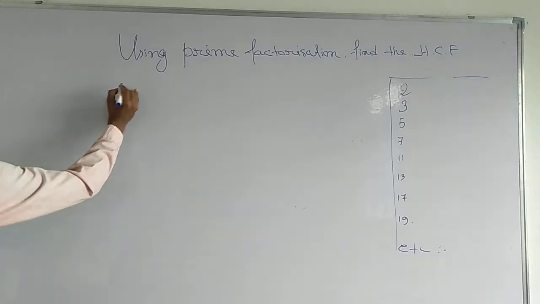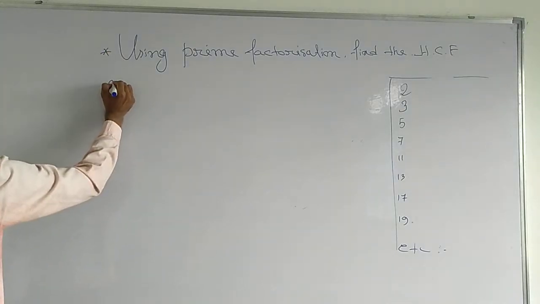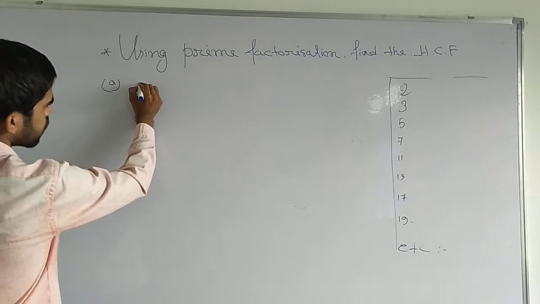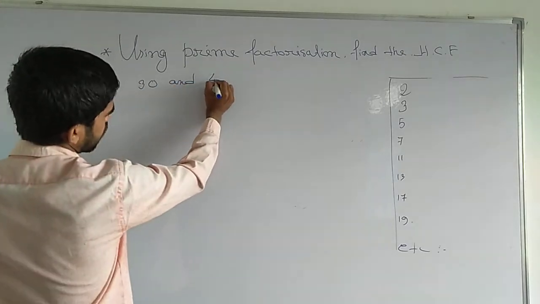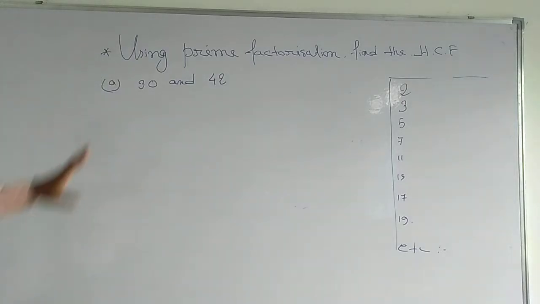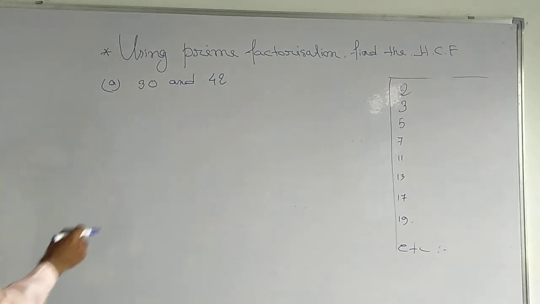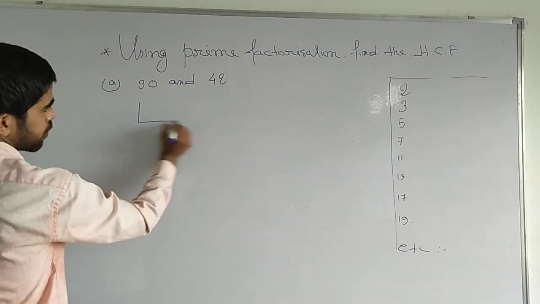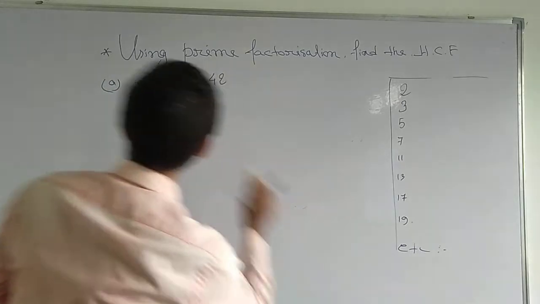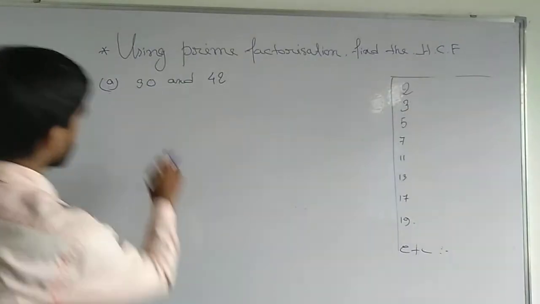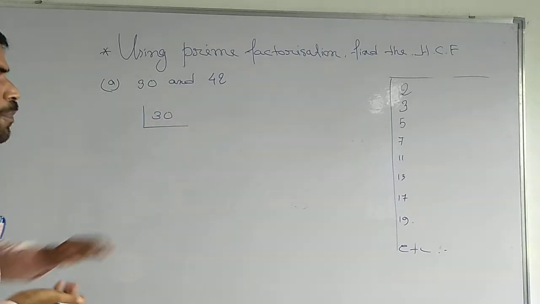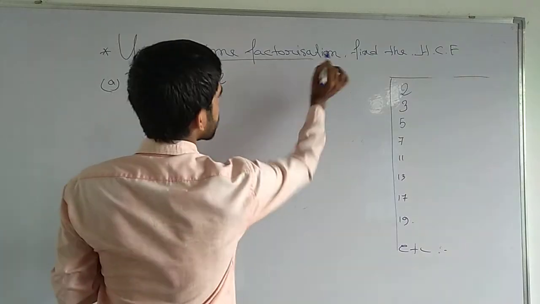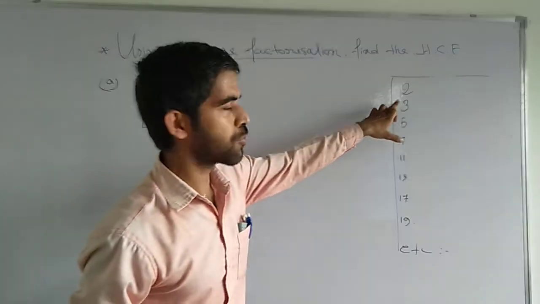So see, this question. Question number A, 30 and 42. Using prime factorization, we have to find out the HCF. So how do we find this? Suppose this is 30, so we will write 30 like that. Prime factorization means we have to use the prime numbers to find the factors.